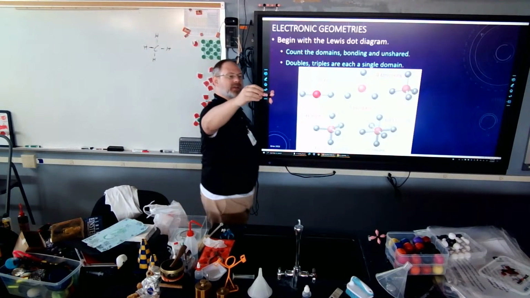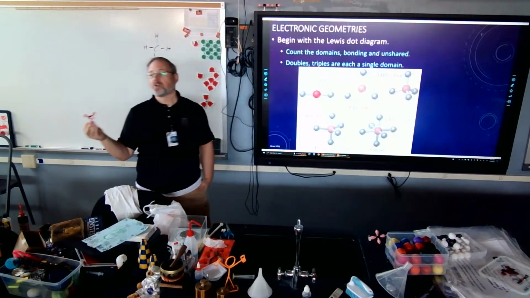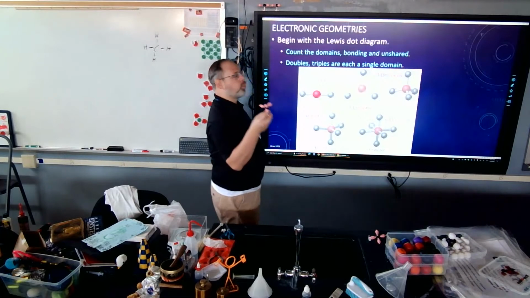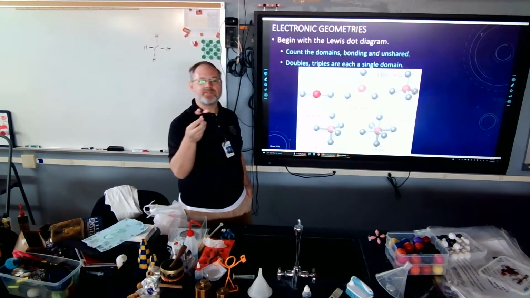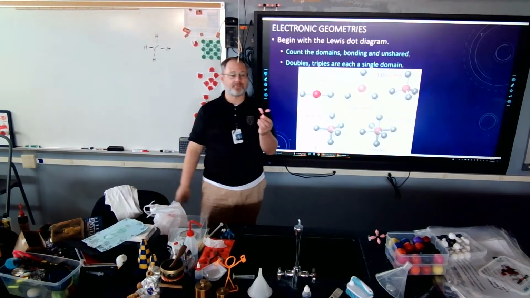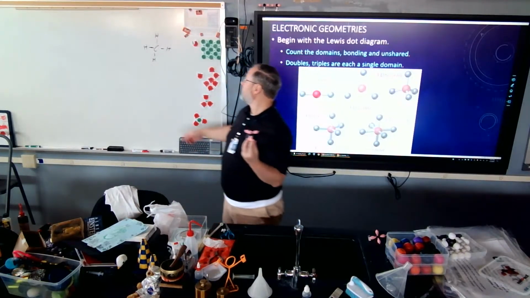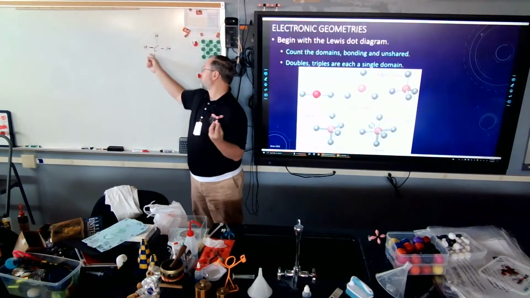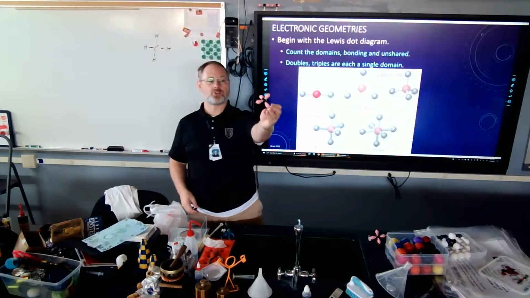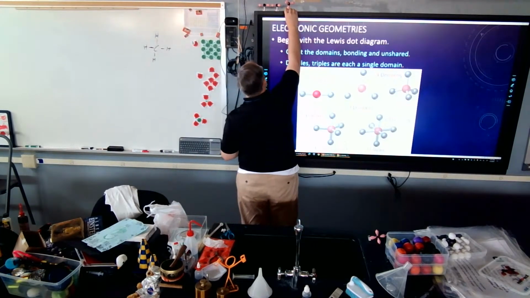So this is tetrahedral. In a tetrahedral geometry, all 4 domains are trying to get away from each other as much as possible. They're repelled. Each domain is 109.5 degrees away from the other domains, and again, in 3-dimensional space. Now, a 2-dimensional representation is okay, but in reality, we're talking about 3-dimensional space, where all 4 domains are 109.5 degrees away from each other.